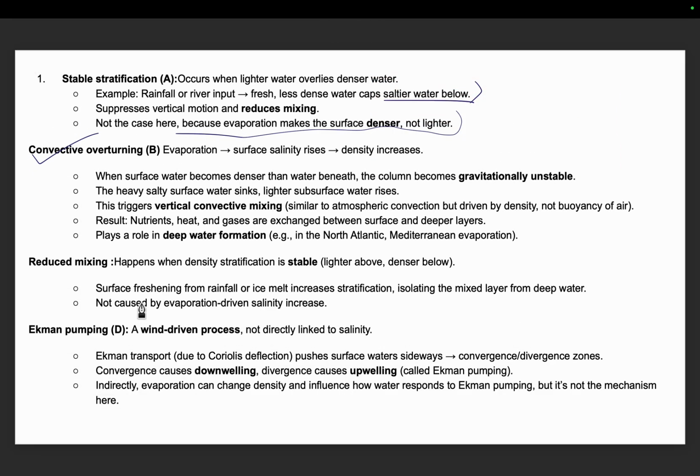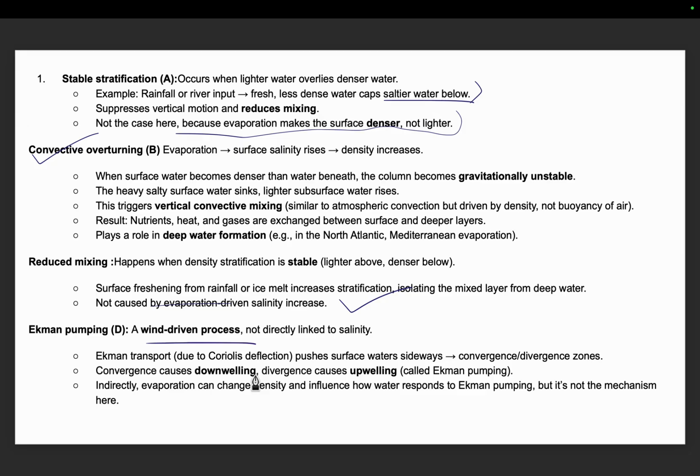The reduced mixing happens when density stratification is stable, lighter above and denser below. Here, the surface freshening from rainfall or ice melt increases stratification, isolating the mixed layer from the deep layer. This is not caused by the evaporation-driven salinity increase, and Ekman pumping is a wind-driven process, not directly linked with salinity.